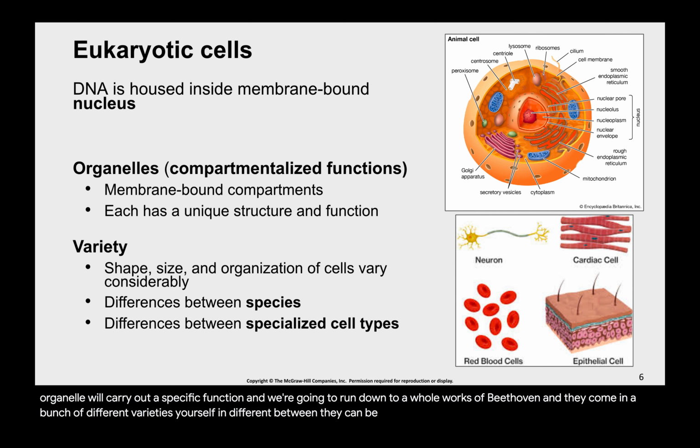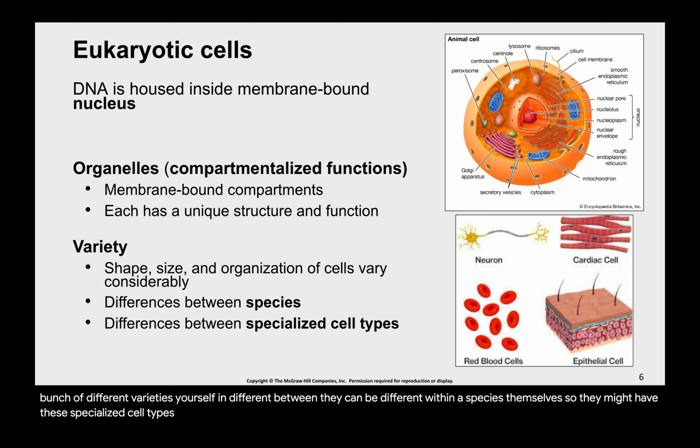They can be different within a species themselves. So they might have these specialized cell types. Think about a red blood cell, which looks very different from a neuron, or a nervous system cell. They can be very specialized and vary quite considerably.